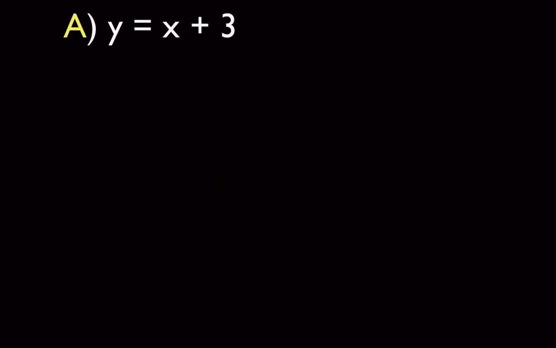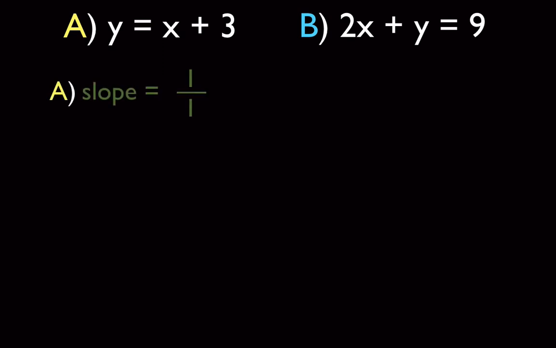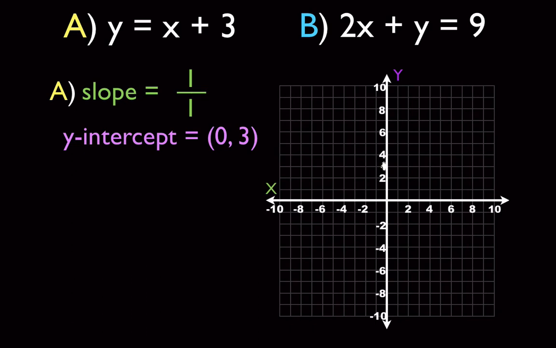Okay, so the last example we're going to look at is obviously going to be one solution. So let's look at what happens when we do that. Okay, here we get a slope of 1 over 1 and a y-intercept of 3. Graphing that.